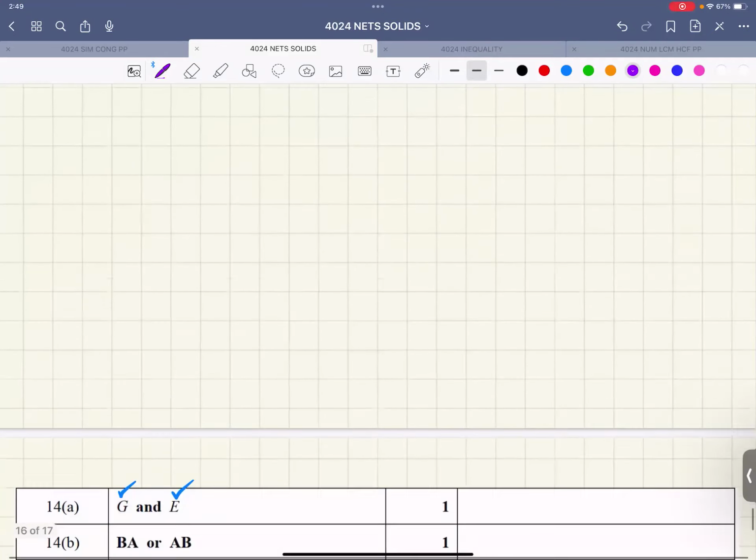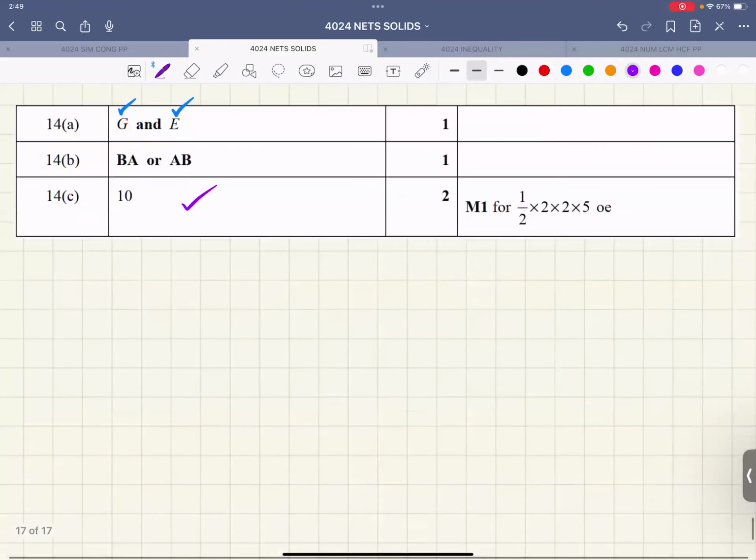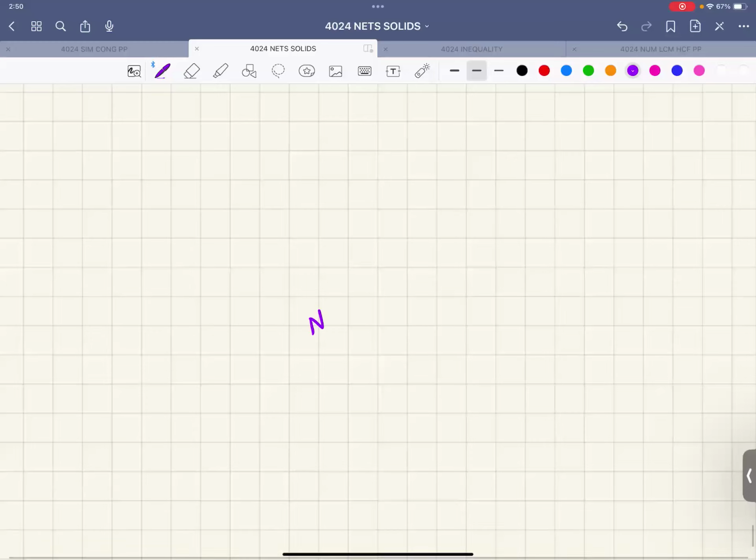Let's double check. Yes. And that finishes the concept of nets of solids.